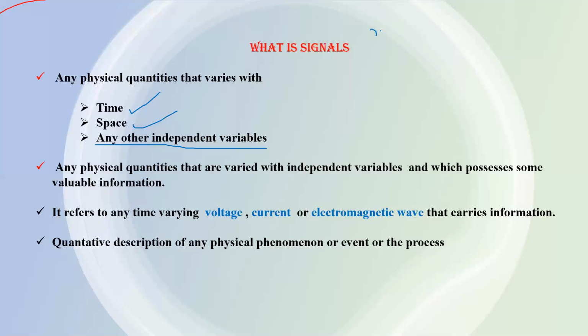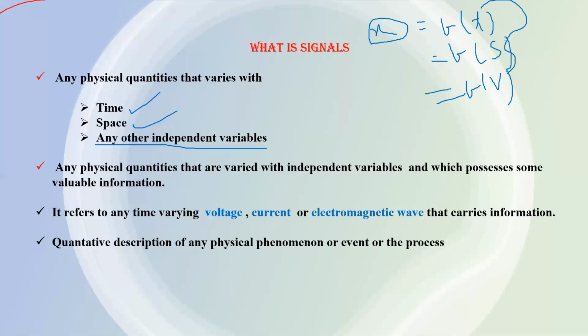Suppose this is a physical quantity, and if you are saying that this is a signal, it means this physical quantity may be a function of time, it can be a function of space, or it can be a function of any independent variable, or it can be a function of a combination of these three. So the definition is clear.